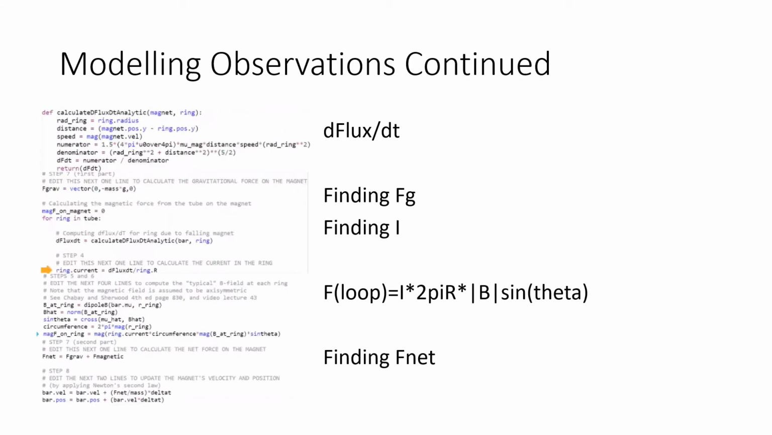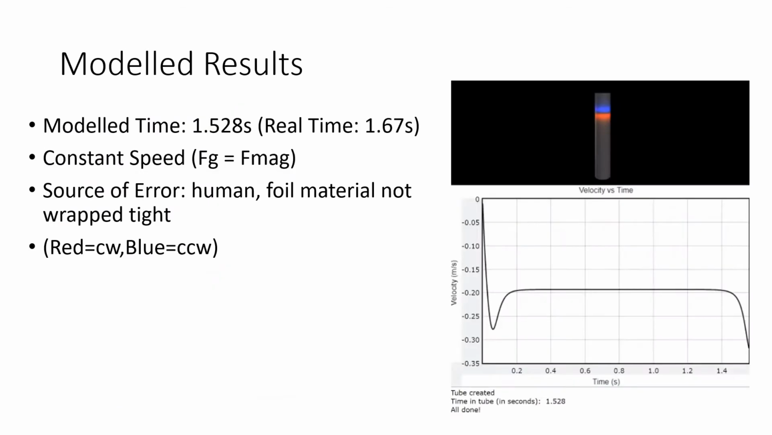So this modeling illustration continues. So we get the delta flux over delta T. We find the gravitational force, current, and then we find the force of the loop, the magnetic force of the loop, and that we calculate the F net, and so for the model results, we get model time is 1.528 seconds, which is much faster than real time.